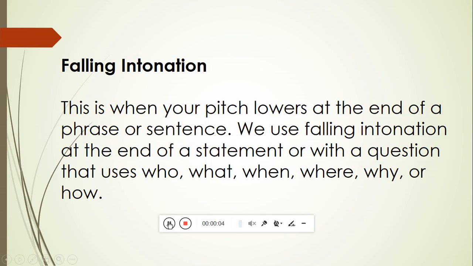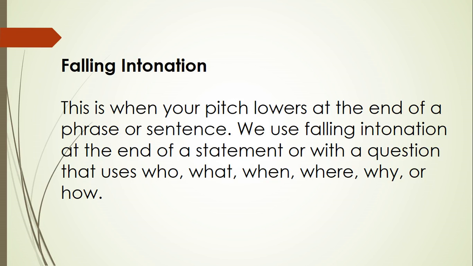Yes, so we have already understood about intonation. Now here we are going to study about falling intonation. What is falling intonation? This is when your pitch lowers at the end of a phrase or sentence.